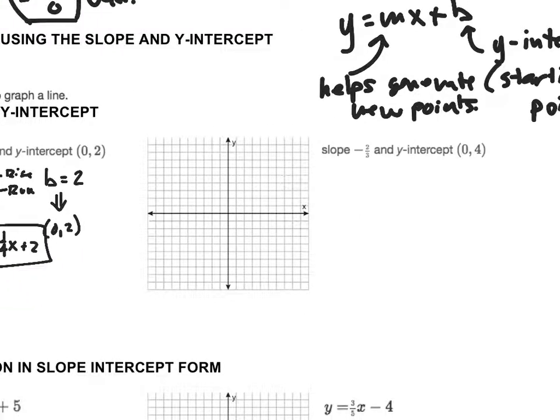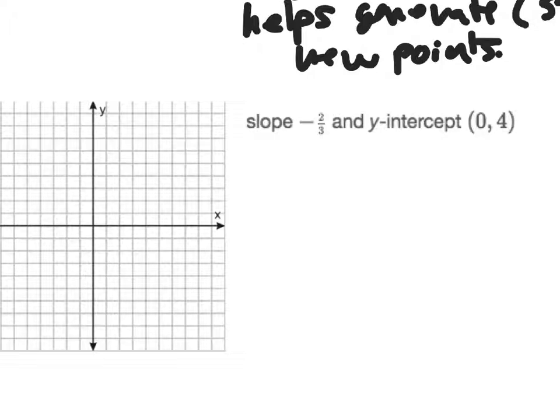All right, let's take a look at the next one. A slope of negative 2/3 and a y-intercept of 4. This means that m is equal to negative 2/3 and that my b value is equal to 4. I'm just going to go over my y-axis here and locate 4, 1, 2, 3, 4, and plot a point for that. I want to get that slope where I go down 2 and then to the right 3 and then plot another point. I can go down 2 and then to the right 3 and plot another point.